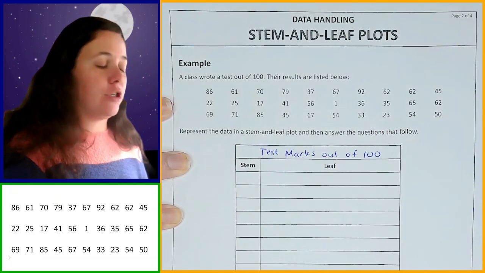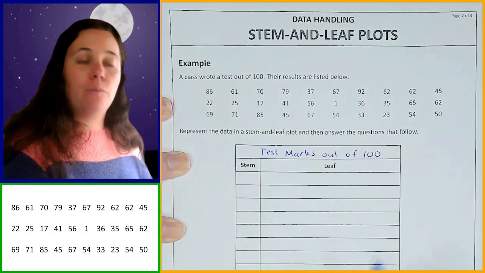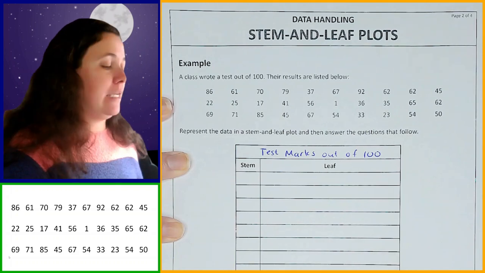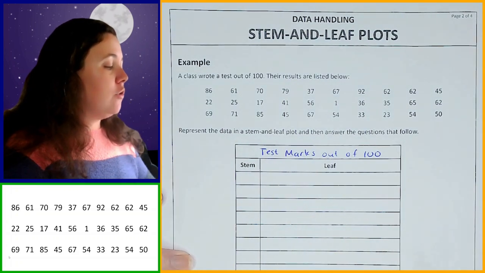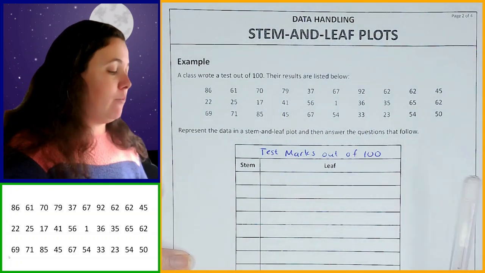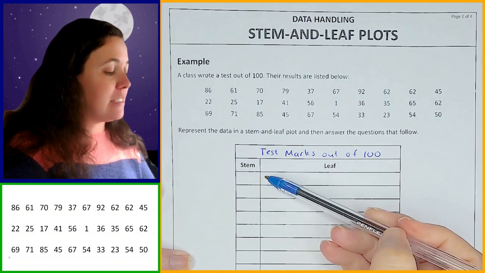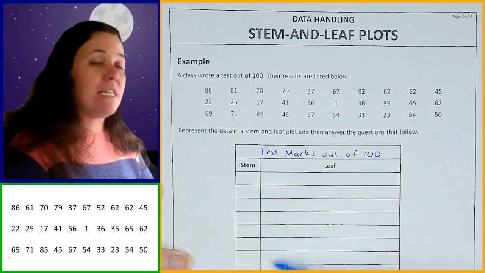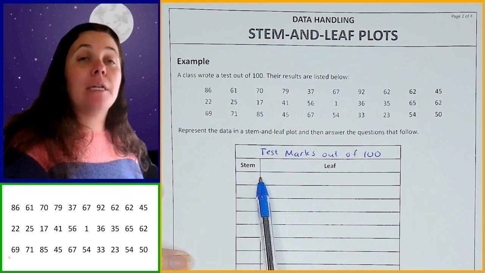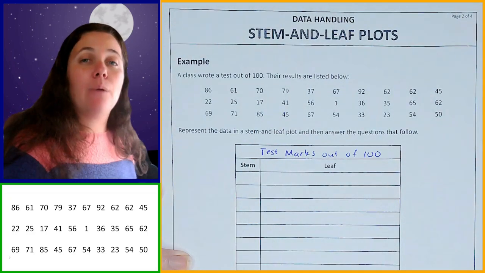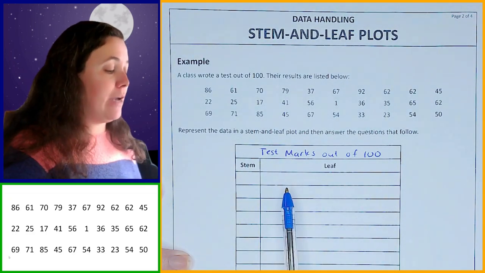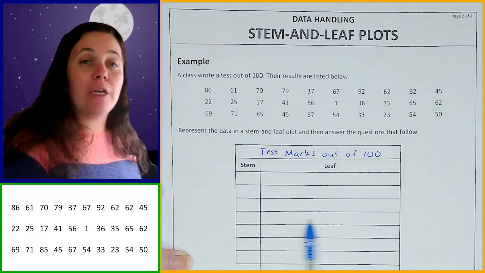Out of 100. Okay, just so that when somebody's looking at it, they know what it's all about. Okay, so now when we're going to make our stem and leaf plot, the first thing you need to do is remember the stem is telling us what the intervals are. The numbers in the stem basically tell us how many tens there are in each of the values that each of the digits over here represent.